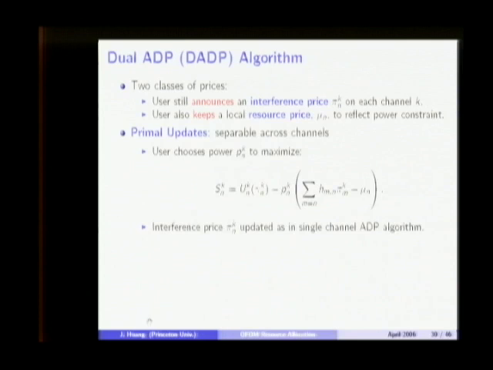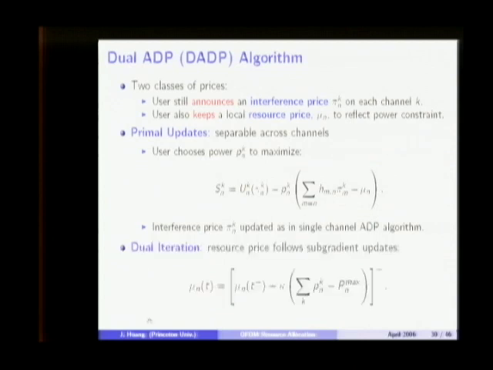In the primal updates, there are two parts: power updates and interference price updates. The primal update is separable across channels. Essentially, user n will choose the transmission power in a particular channel to maximize the surplus, which is the difference of the utility in this channel and the payment in this channel. And the payment is not only determined by the interference price announced by other users, but also determined by the resource price you kept to yourself. And then the interference price is updated as in the single channel case by looking at the sensitivity.